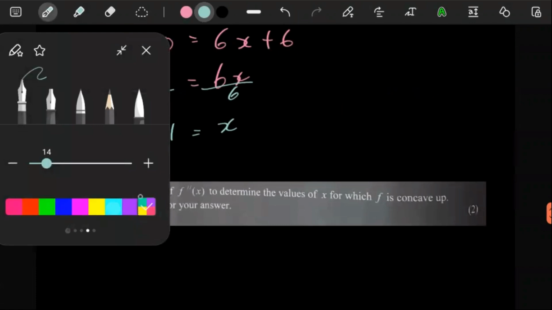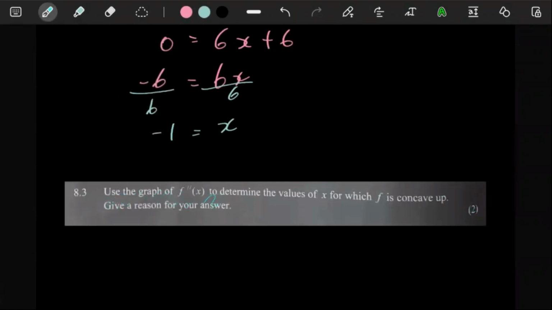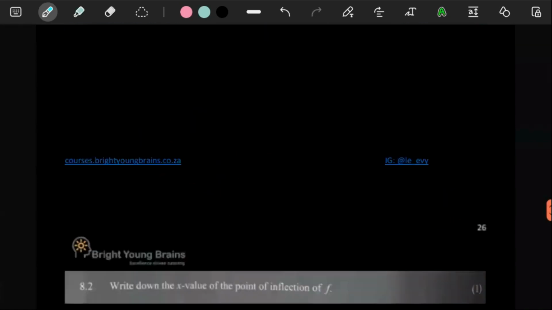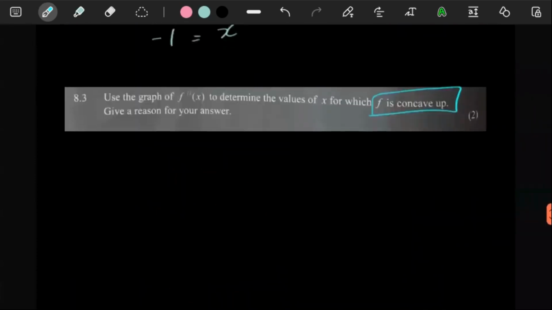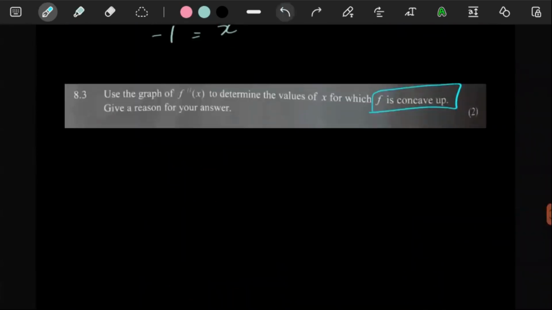Nothing crazy there. Now, 2 marks, it says, use the graph of the second derivative to determine the values of x for which f is concaved up. Give a reason for your answer. Being concaved upwards or being concaved downwards is all related to the point of inflection. Now, what we know is the x value of the point of inflection is here. Now, what you know is one side that's smiling is a side that's concaved up. One side that's frowning is a side that's concaved down.